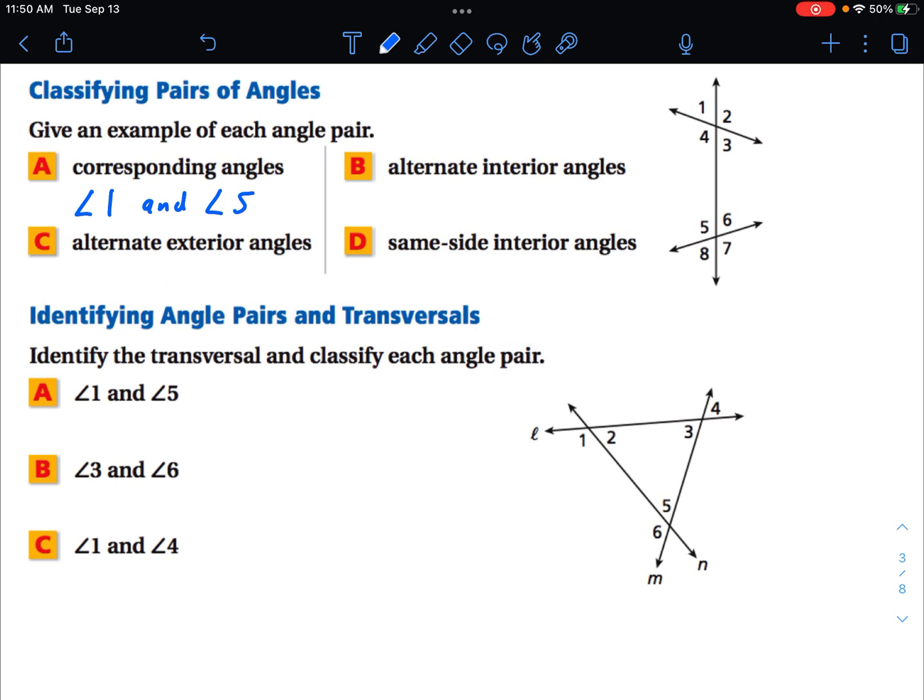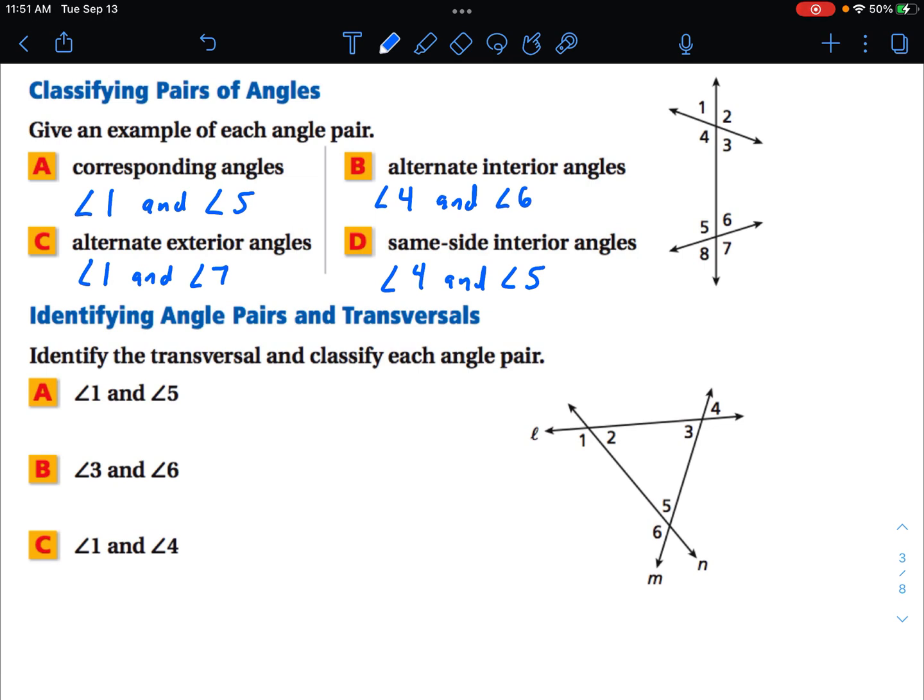For B, alternate interior angles, you could go with angle 4 and angle 6 would be a good example. You could have also said angle 3 and angle 5. For alternate exterior angles, you have angle 1 and angle 7 is what I'm going to go with. You could have also gone with 2 and 8. And lastly, same side interior angles, I'm going to go with angle 4 and 5. Although you could have said angle 3 and 6.